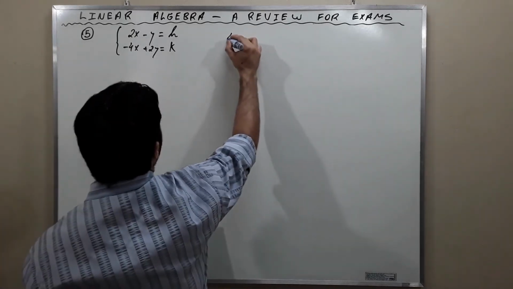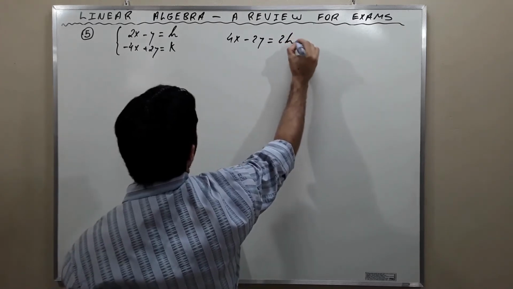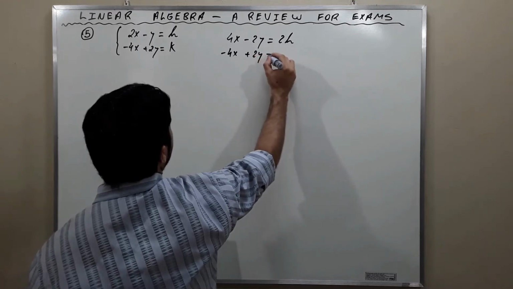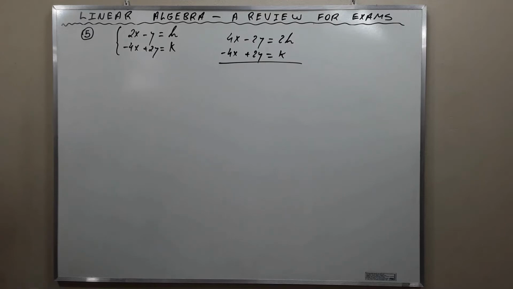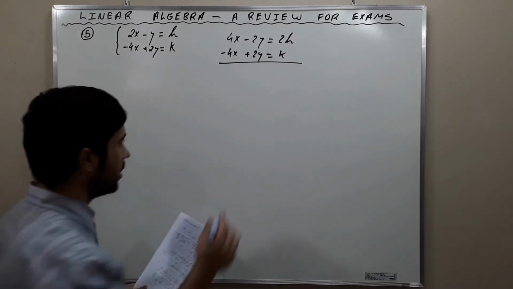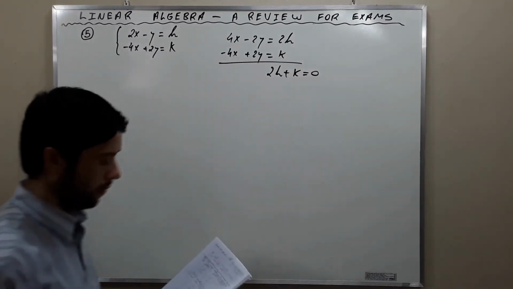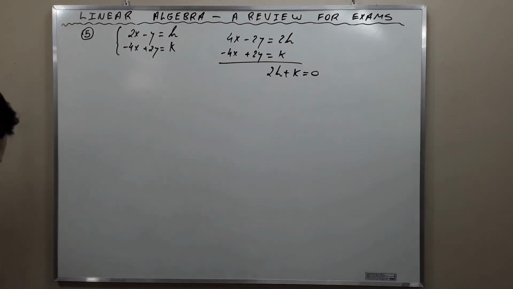Okay, 4x minus 2y equal to 2h, and negative 4x plus 2y equal to k. Alright, and if we sum these two equations, we get that 2h plus k is equal to 0. And what does it mean? It means that the system is consistent for values of h and k such that 2h is equal to negative k.